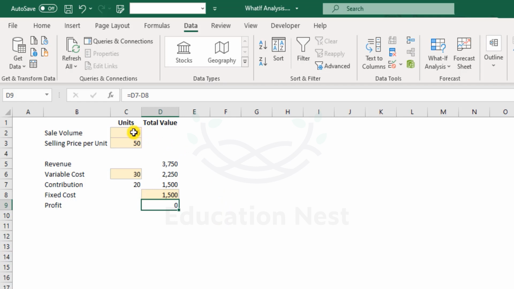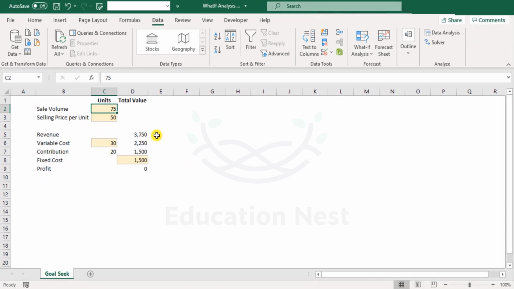So if I manage to sell 75 chairs, I return with no profits and no loss. And that's how we can make the best use of the goal seek function here.